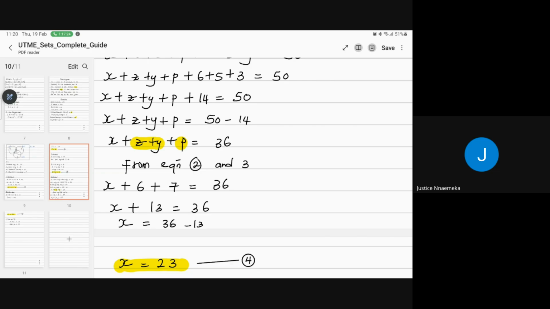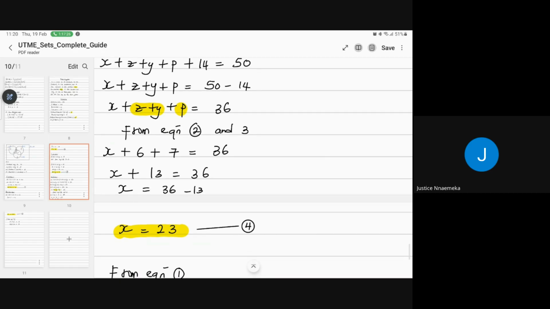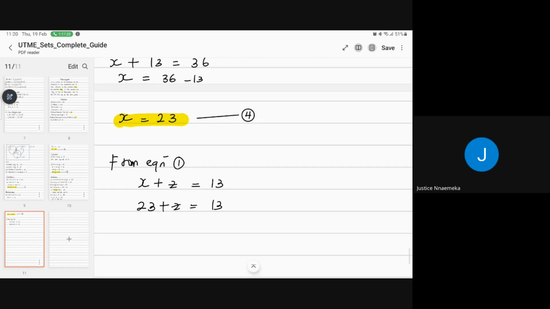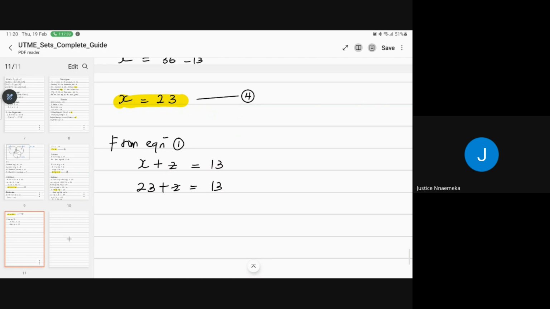Good. So I have 36 minus 13, which will give us... So x plus z equal to 13. That will give us a negative sign, and it's not possible. There is something I must have done wrongly somewhere, and I'm trying to trace it.